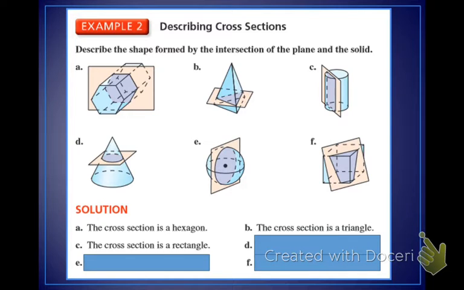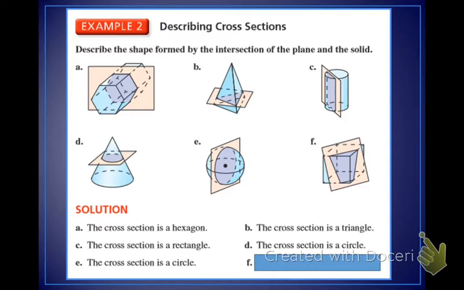Letter D, circle. Your options are like circle, square, triangle. It is a cone, but you're looking at the shaded region only. You're not telling me what the figure is. That is a cone, but I'm asking about that portion. Letter E, sorry. Circle. And then letter F is the hardest.